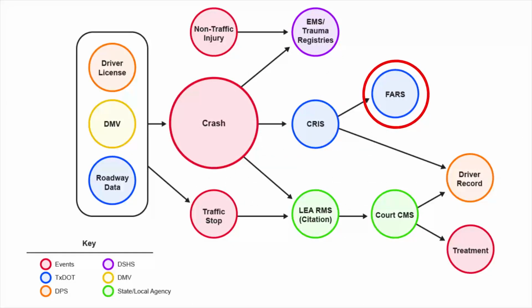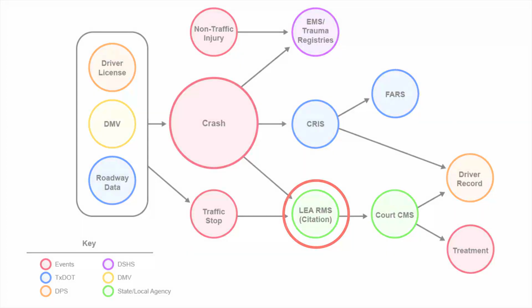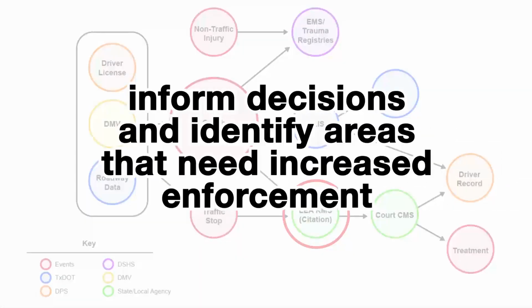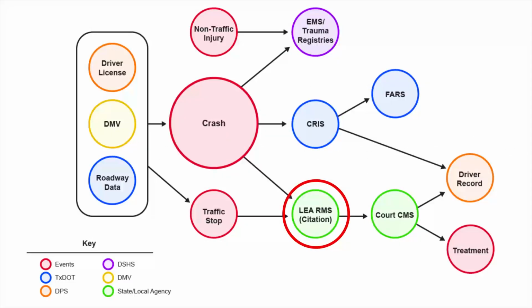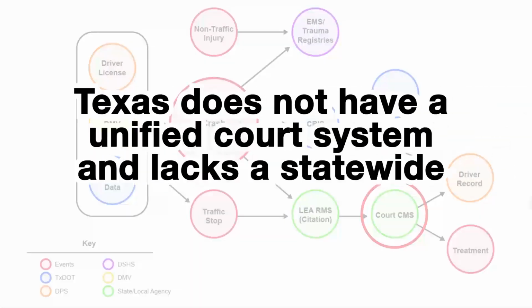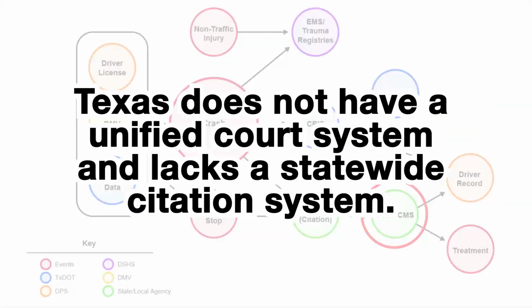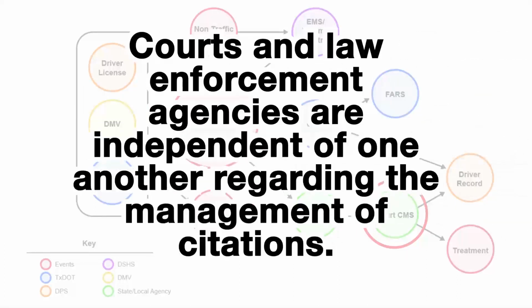Crash data also flows into each law enforcement agency's own record management system that houses their agency data. Agencies use this data to inform decisions and identify areas that need increased enforcement. Information from law enforcement agencies' RMSs flow into court CMSs. Texas does not have a unified court system and lacks a statewide citation system. Instead, courts and law enforcement agencies are independent of one another regarding the management of citations.